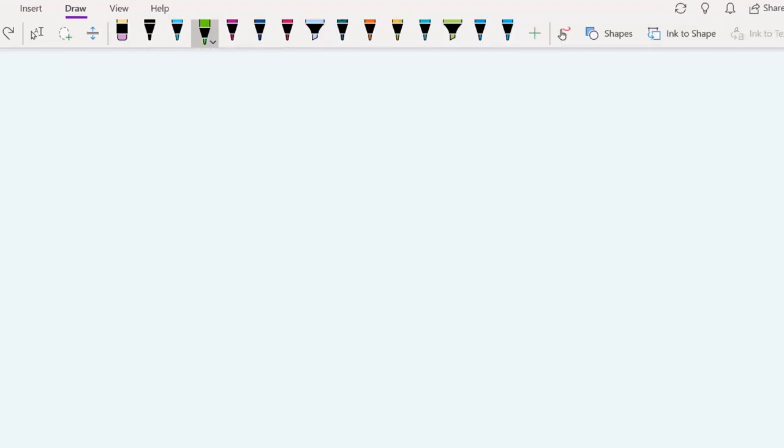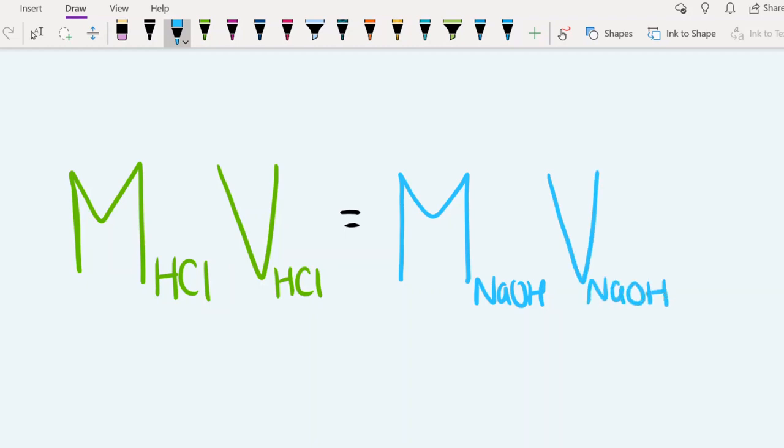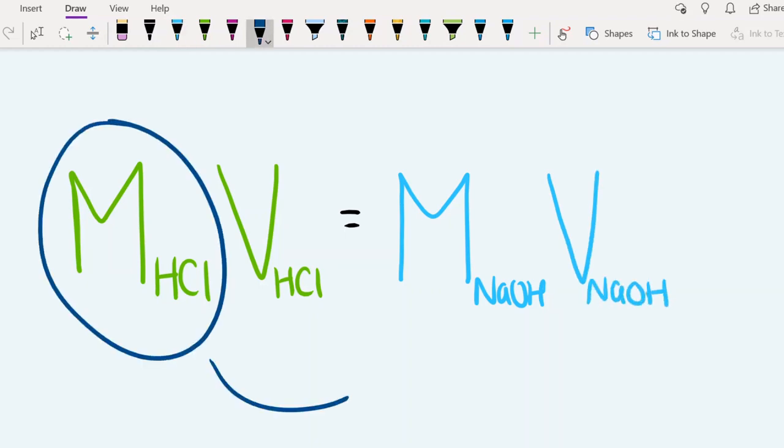How do we use a titration to determine the concentration of hydrochloric acid? We can determine how many moles of sodium hydroxide we added to get to the equivalence point. Since the moles of acid must be the same as the moles of base, we can use this information to determine the molarity of hydrochloric acid.